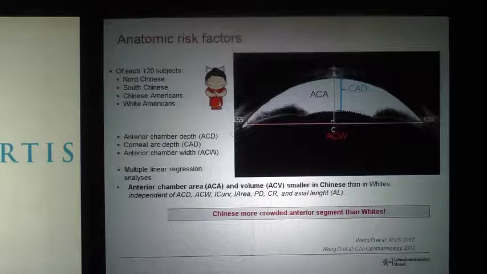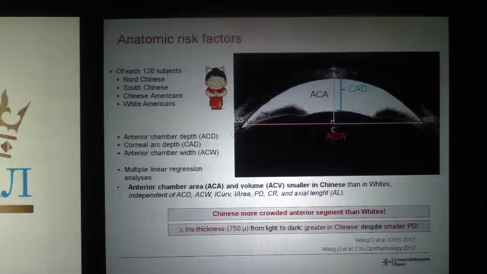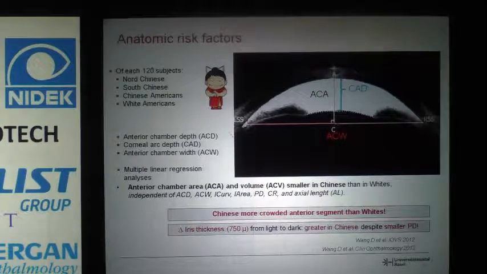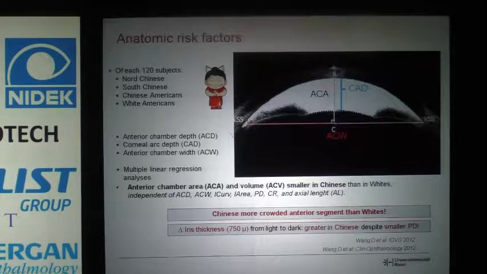And a further study was also interesting: when they measured the thickness of the iris at 750 microns, the change from light to dark condition was much greater in the Chinese, despite the smaller pupillary diameter.